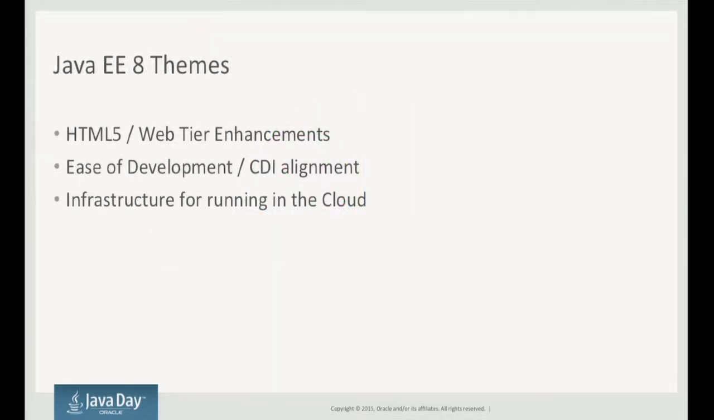As usual, when we look at these results, we can identify themes for this release. Some of these are a continuation from our Java EE7 work. In fact, I think most of them are. Focus on HTML5 and enhancements for the web tier. Continuing our theme of ease of development and CDI alignment. And then improvements for infrastructure, for running in the cloud, but not just in the cloud, also for on-premise.